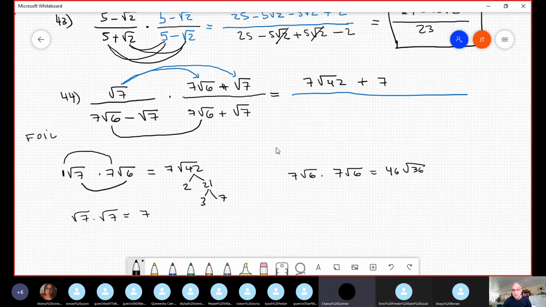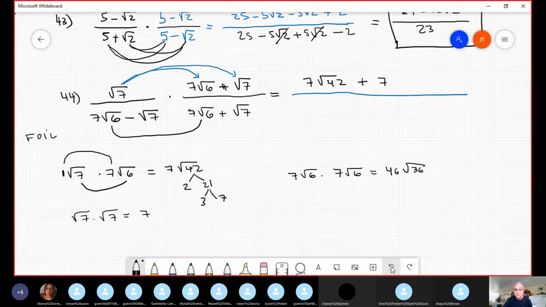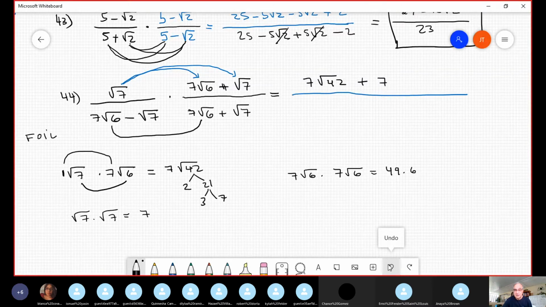Actually, it is 49. Sorry, mistake. It's 49 times 6, because radical 6 times radical 6 is 6. 7 times 7 is 49 times 6 is 294. Yeah, I copy that. Okay, the first multiplication, 294.